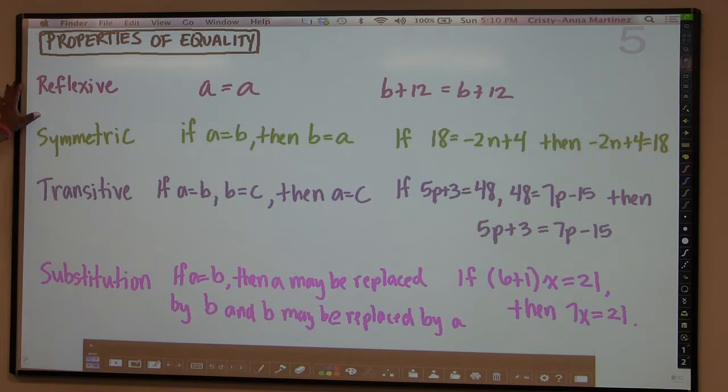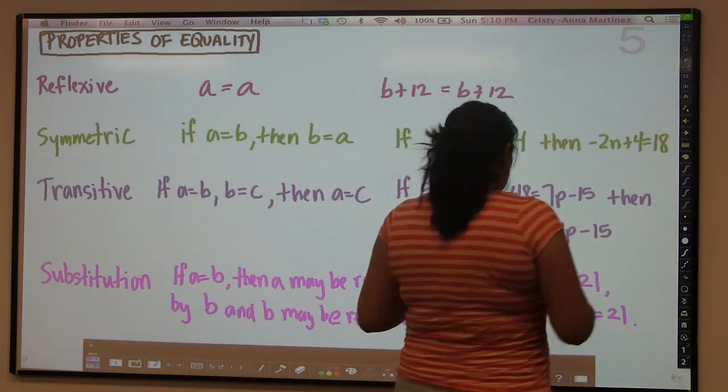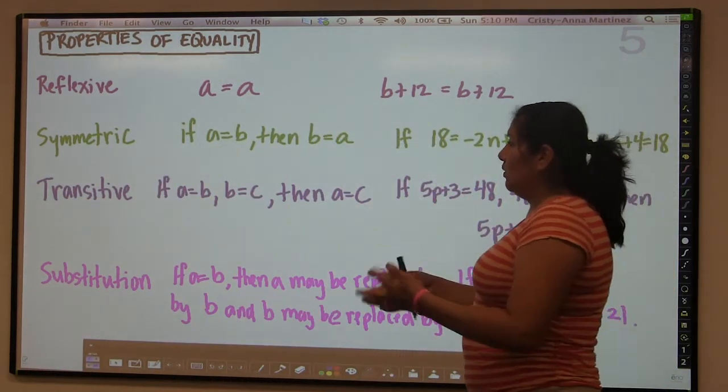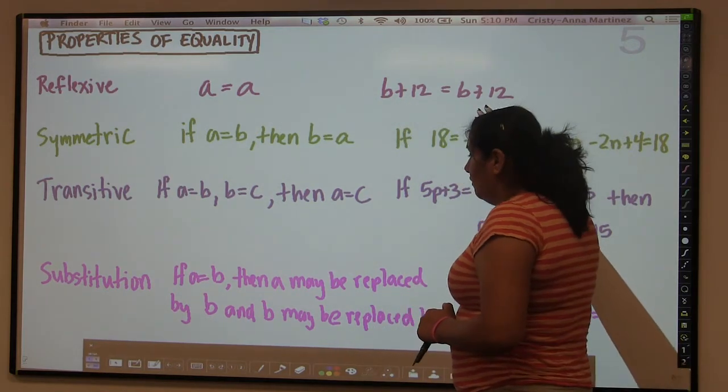You'll need a reflexive, symmetric, transitive, substitution. I have some symbolic representations for you. Assuming that A, B, and C are all real numbers, then these statements hold true. The reflexive property kind of reminds you of a reflection in the mirror. A equals A. When you look in the mirror, you see yourself. So A equals itself. So that would mean that something like B plus 12 would equal B plus 12.